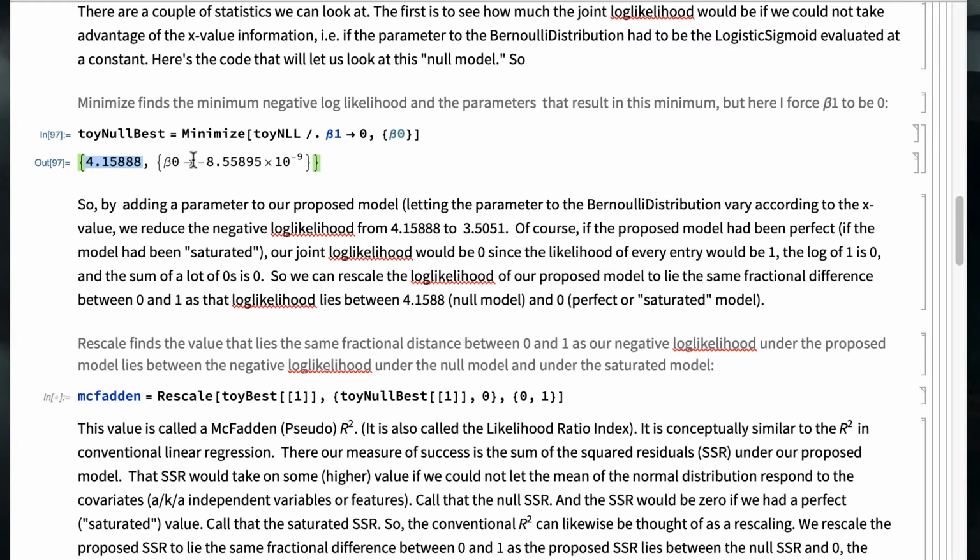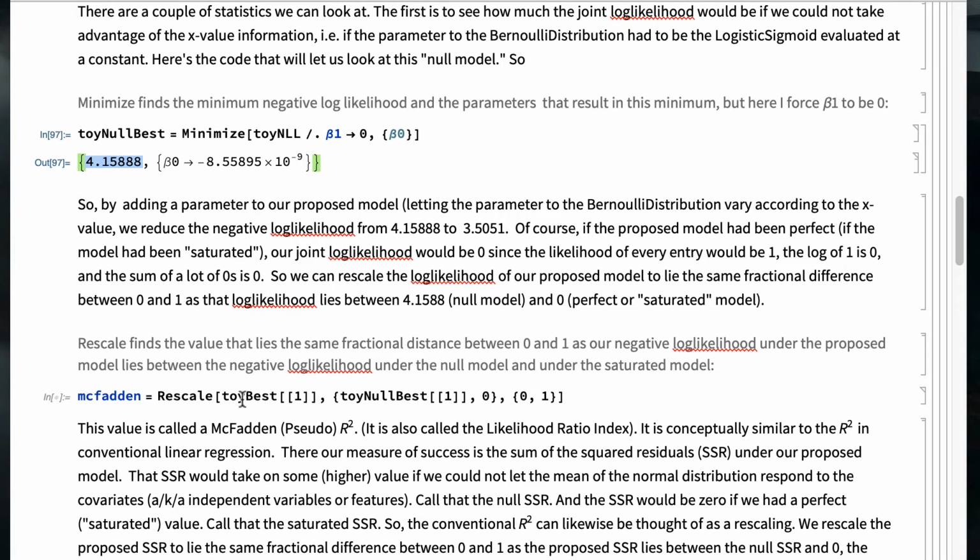What would our value be if we were perfect? Well, if we were perfect, the likelihood of every entry would be 1. The log of every entry would be 0. Log of 1 is 0. And if I sum up lots and lots of zeros, I get 0. So the best case we could possibly get, if we had a perfect model, which is sometimes called a saturated model, or at least there's a relationship between saturated models and perfection, is 0. We've gone some of the way between 4.15888 and 0.